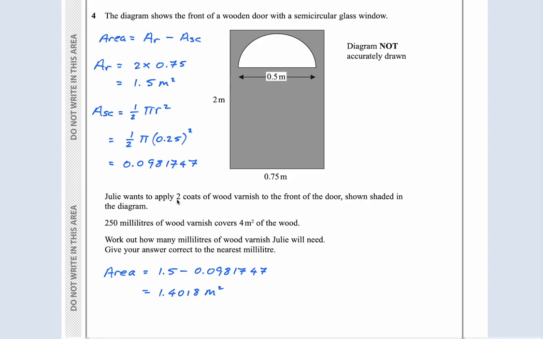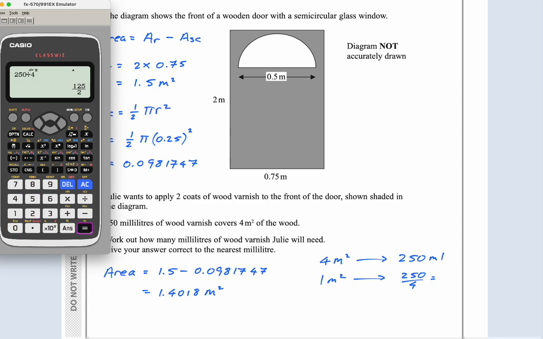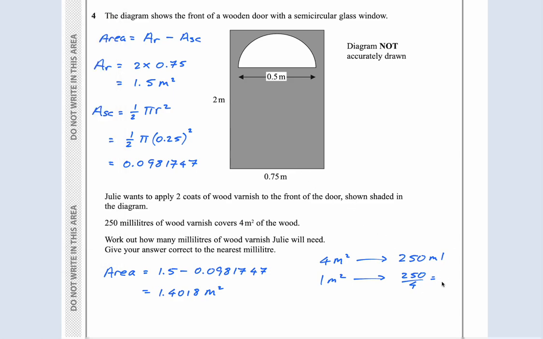Okay, so what I need to do is I need to find 1 meter squared. So 4 meters squared can be covered with 250 milliliters. 1 meter squared is therefore 250 divided by 4, because I divide this by 4, I divide this by 4. 250 divided by 4 is 62.5. Okay, I should have known that. That's 62.5.